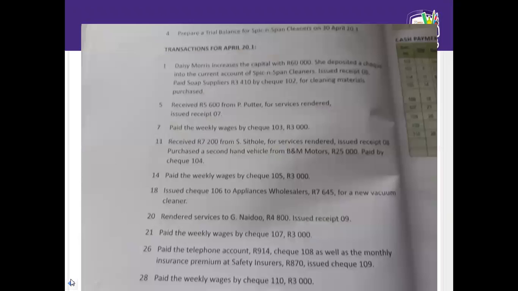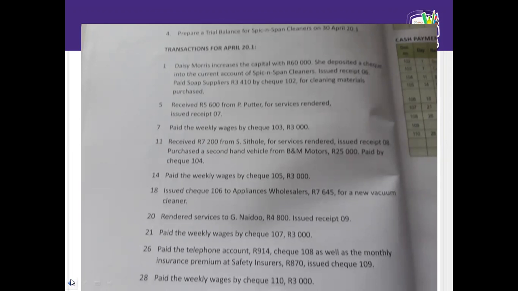Still on the first, but the next transaction is saying paid soap suppliers 3,410 Rand by check 102 for cleaning materials purchased. Right, pay something. If you pay something, then it means it must go to the CPJ. Okay, another indication is your source document. I talk about the check here. If it's a check, then it also goes to the CPJ. So right, look there and remember the information.